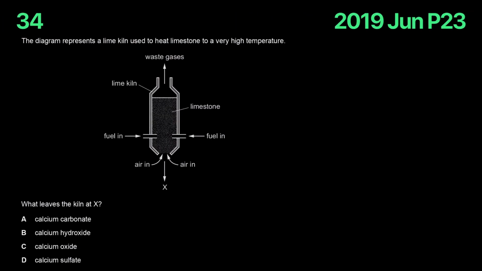34. The diagram represents a lime kiln used to heat limestone to a very high temperature. We've done this question before. What leaves the kiln at X? You guys tell me. What will leave? Some sort of calcium. You throw limestone in there, what's going to leave? What happens to limestone when you heat it? It becomes hot.